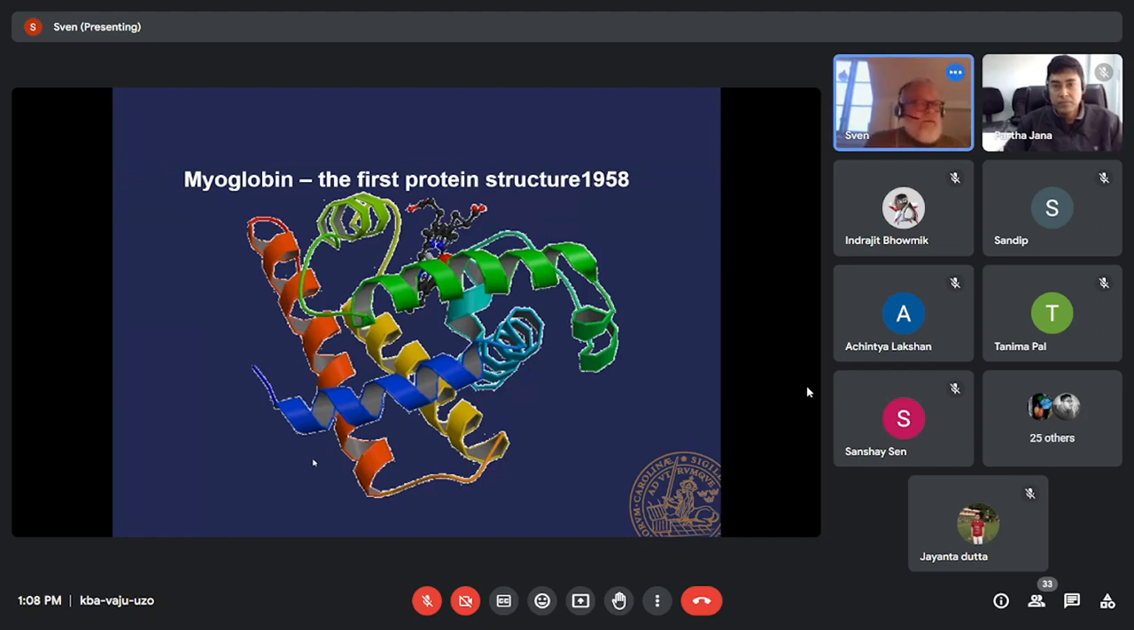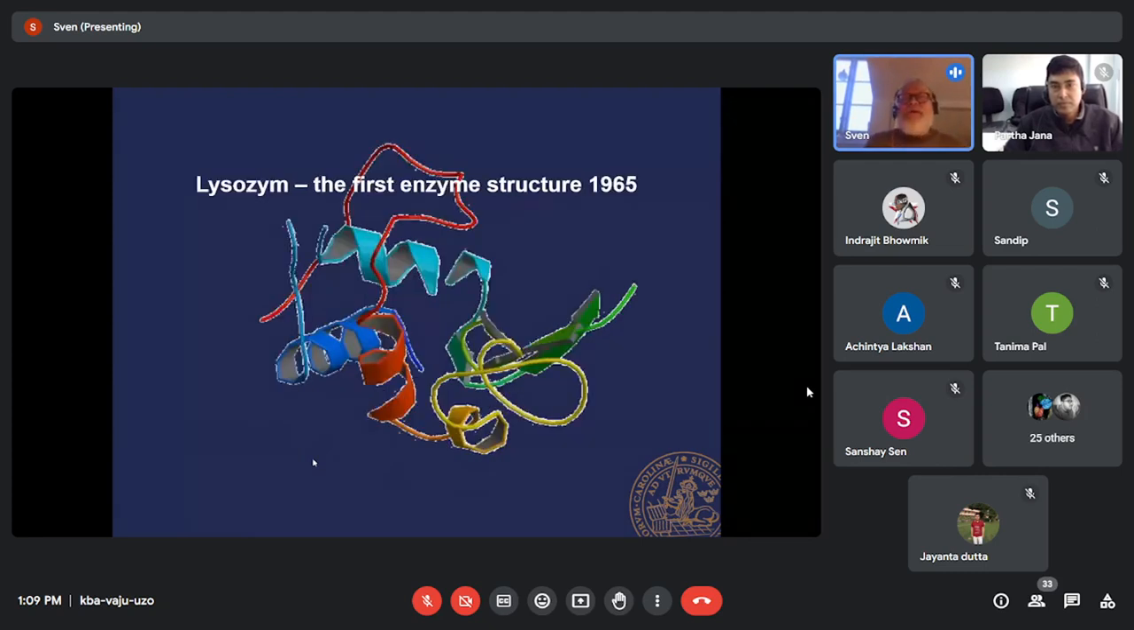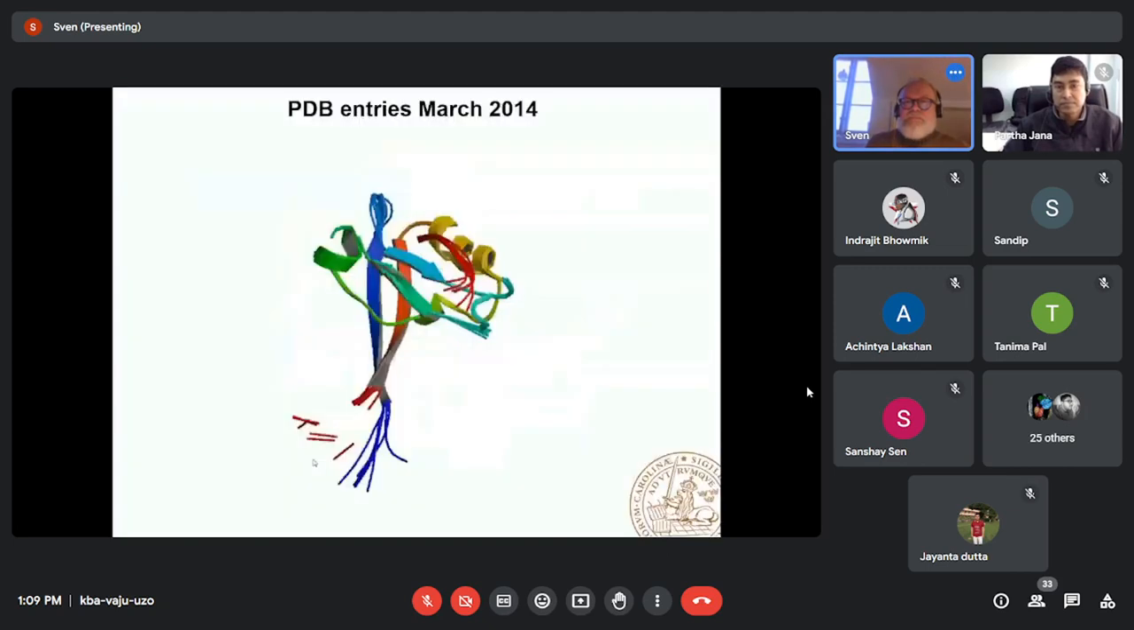Nobel Prize in chemistry went to Kendrew and Perutz in 1961 for X-ray crystallography of proteins. Same year that the DNA spiral got the prize in medicine. Now, it took 7 more years to get the first enzyme structure, lysozyme. And this was, of course, extremely interesting because now we start to see a way of understanding the action of enzymes. What's happened since? Well, let's look at the protein database.